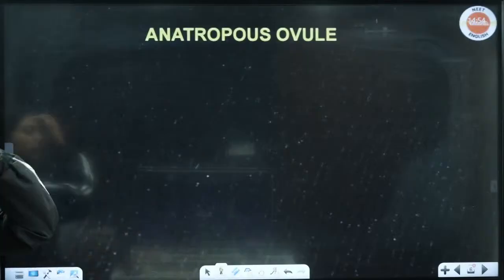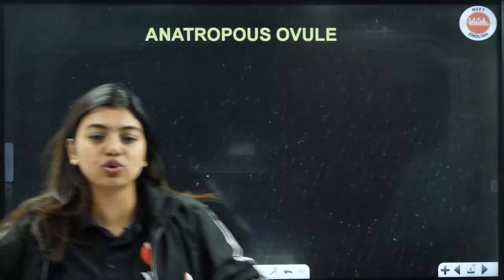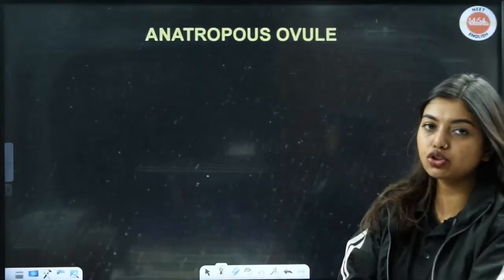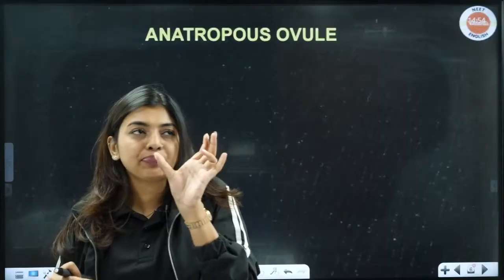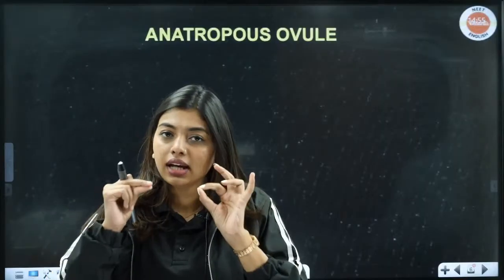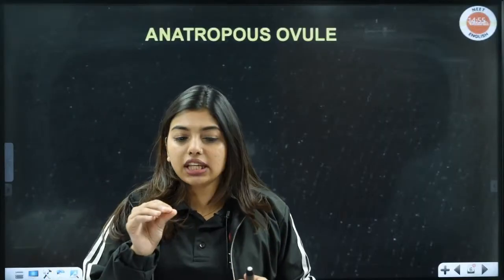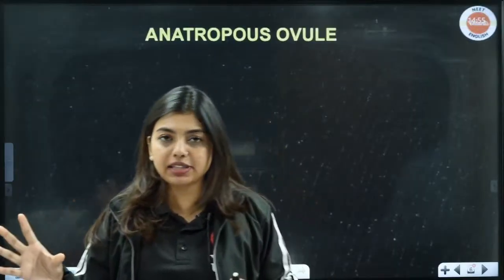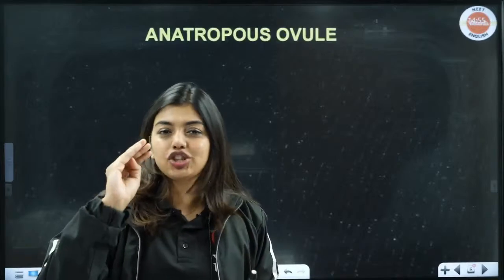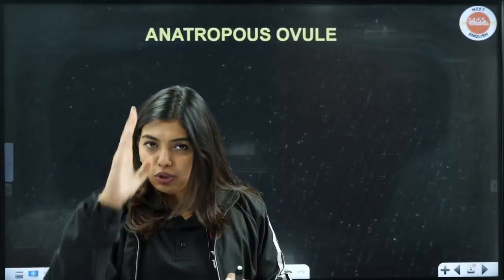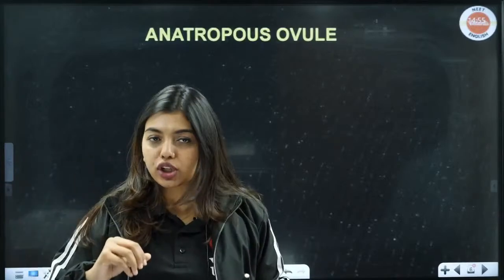Now we can continue. Next is going to be the anatropous ovule. Students, we will first understand what the name anatropous means and where it comes from. Ovules have different types, but in each case there are three parts: funicle, chalazal, and micropylar ends. If all of these come in one line, we call it a different type of ovule.